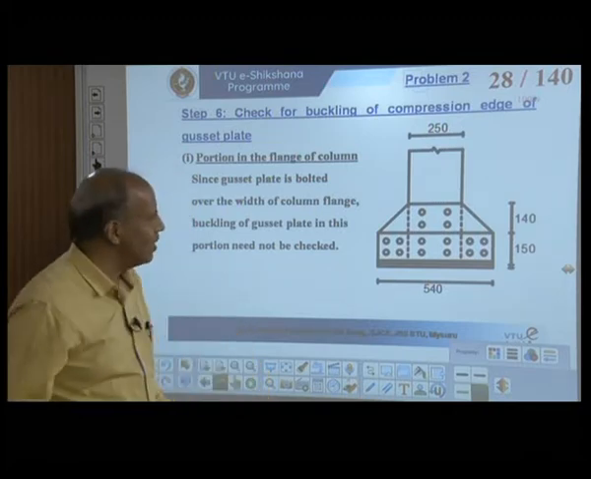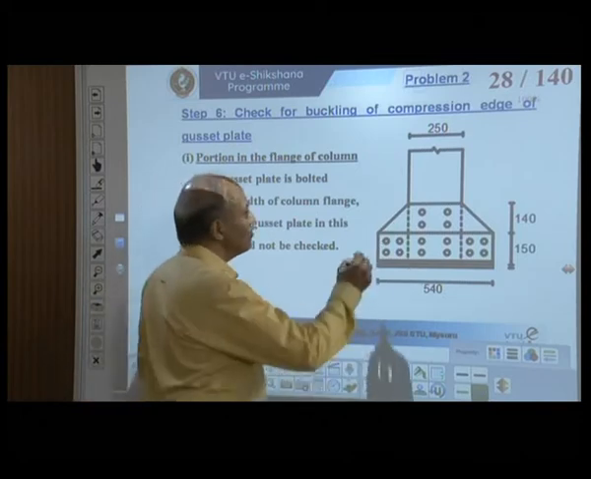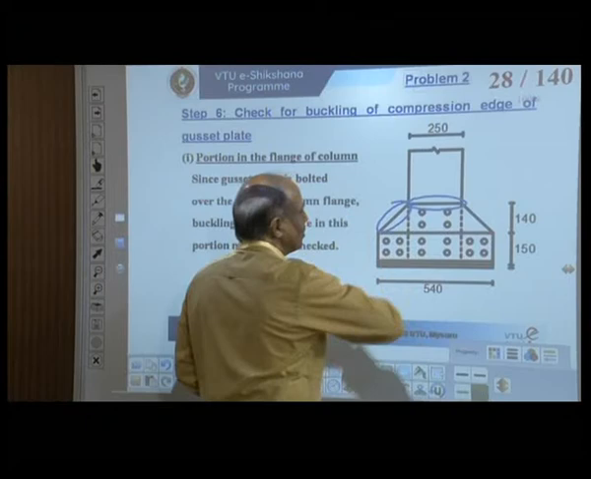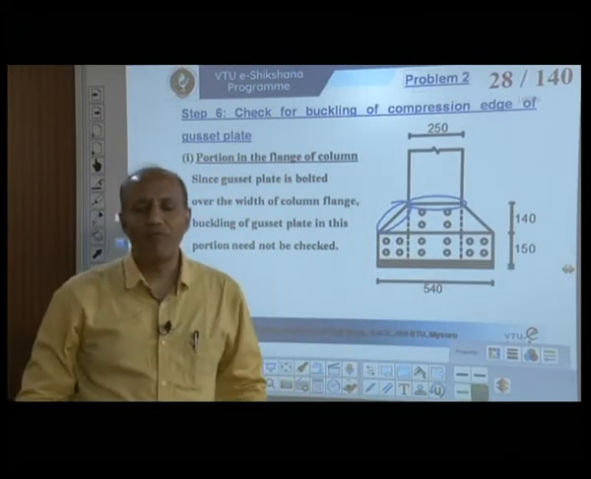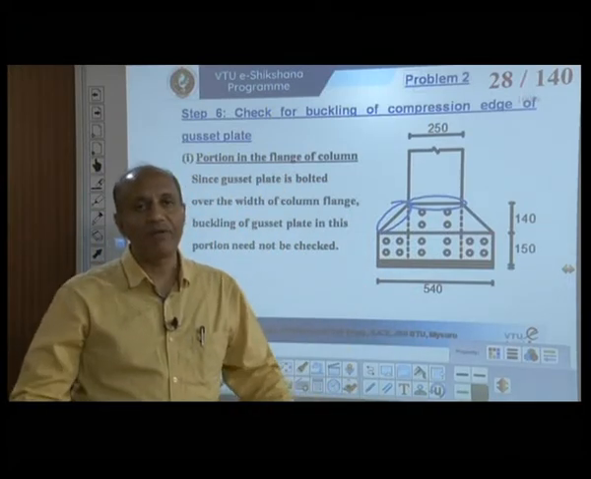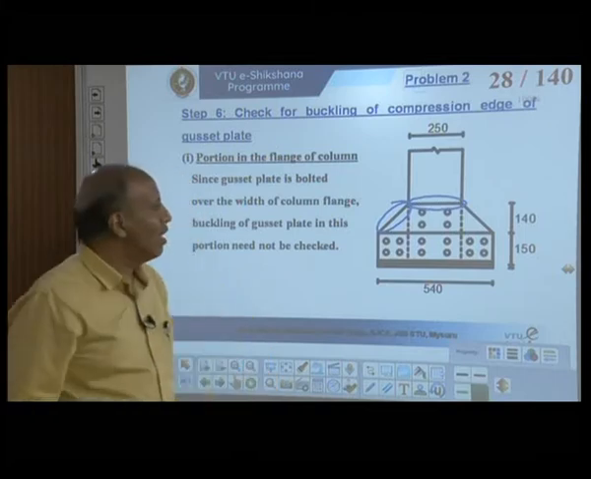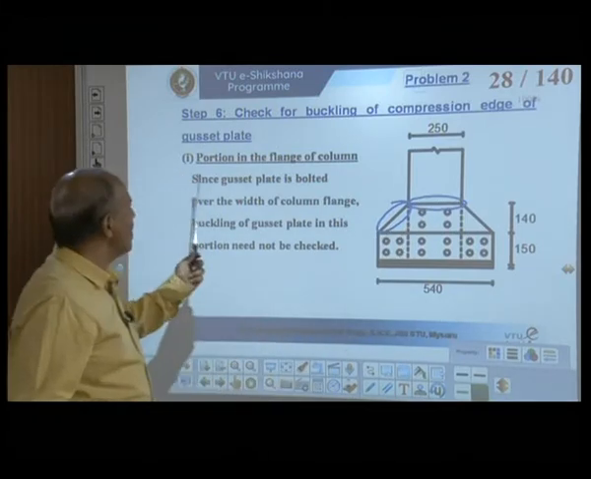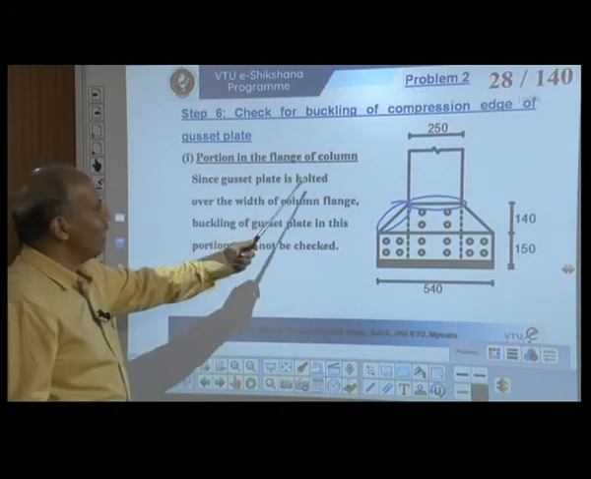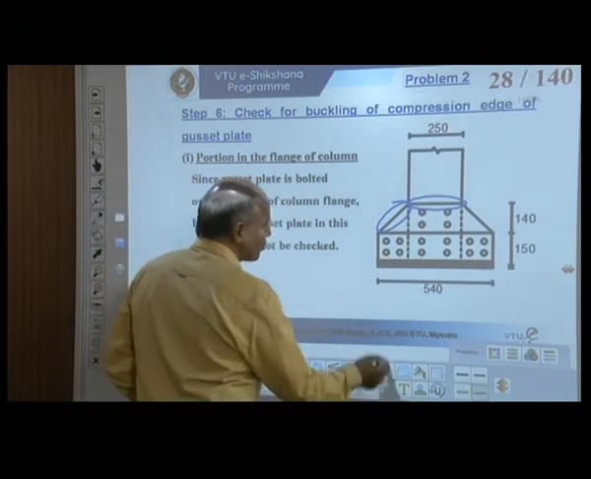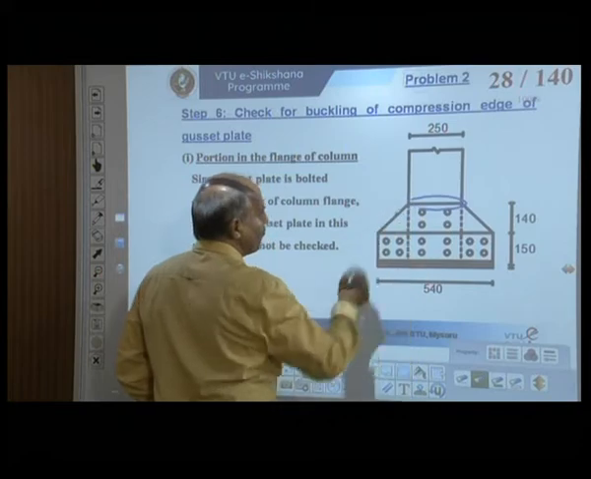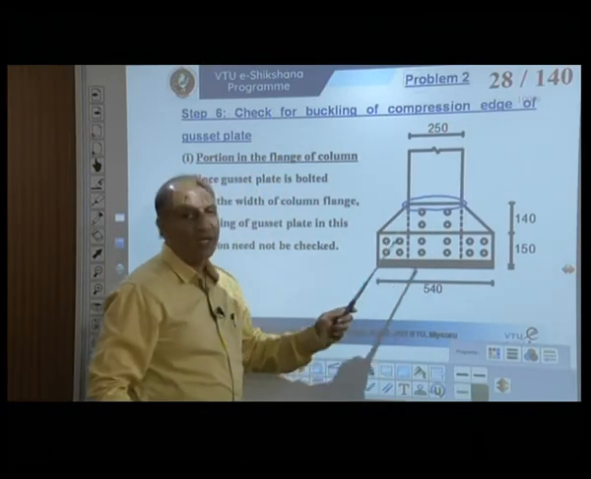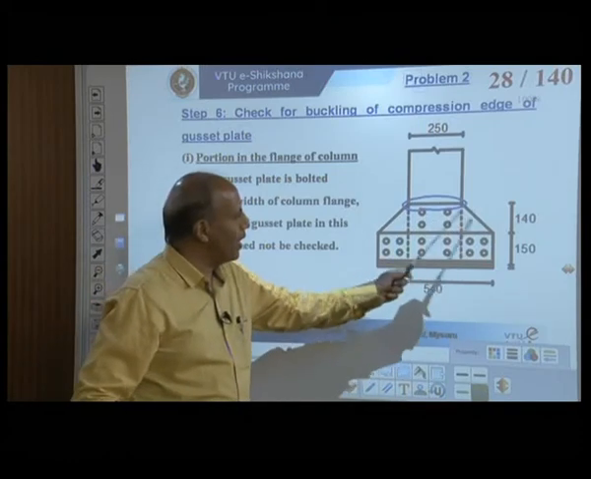So, we are just trying to check this edge and this edge. They are susceptible to compression, and generally we consider that. This is the first edge and that is the second edge. So, we are talking about the portion in the column flange. When I say portion in the column flange, this is what we were talking about. So, edge 1 and edge 2.